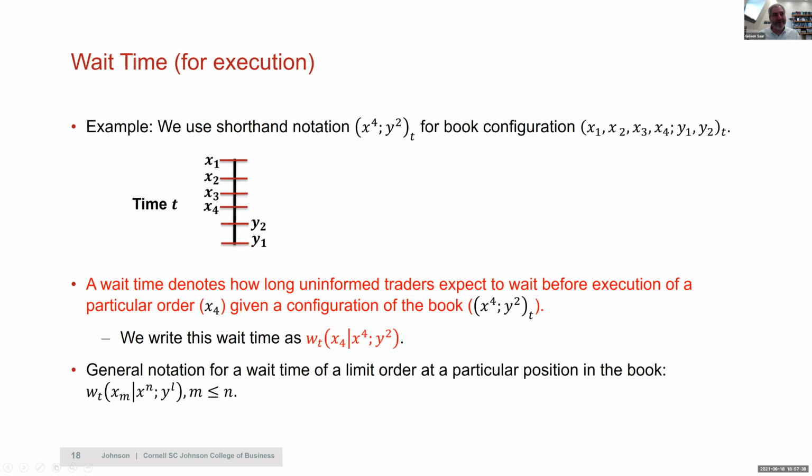So let's say that we have this structure. We've got a limit order book with 4 limit sell orders. X1 is the top one. X4 is the ask price in the market. 2 limit buy orders, Y1, Y2. And so we always denote a particular configuration of the book by superscript. X4, Y2 is 4 limit orders on the sell side.